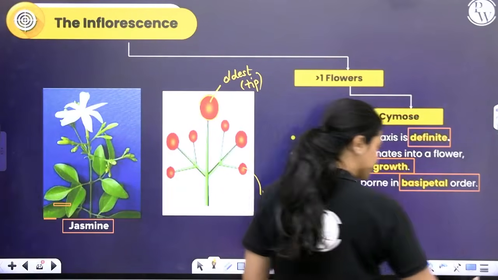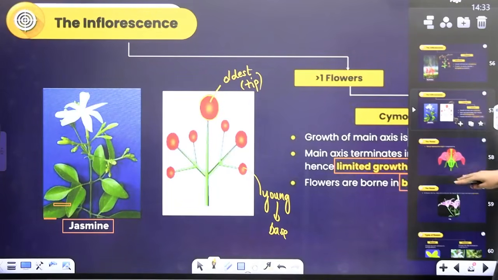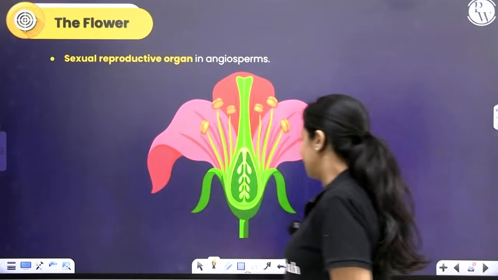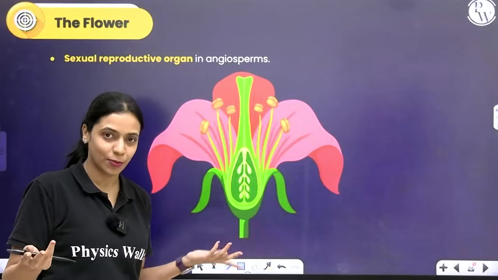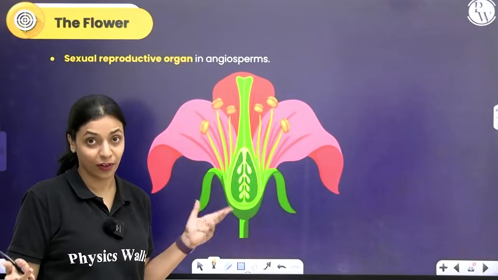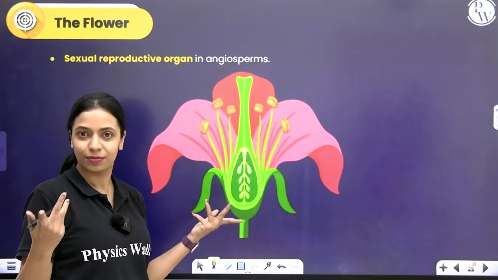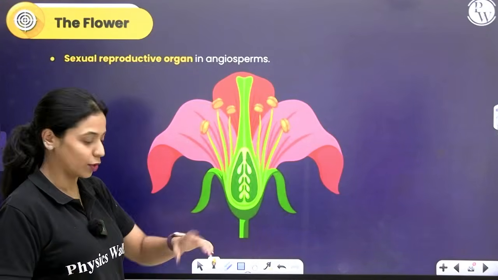Okay. Now, that's about the two types of inflorescence. Let's talk about the different parts of a flower. In a flower, this is a typical angiosperm flower. Of course, there are exceptions. Not all flowers have stalks, not all flowers have petals. So there are many exceptions, but this is a typical flower, the parts of which you can see in majority of the cases.